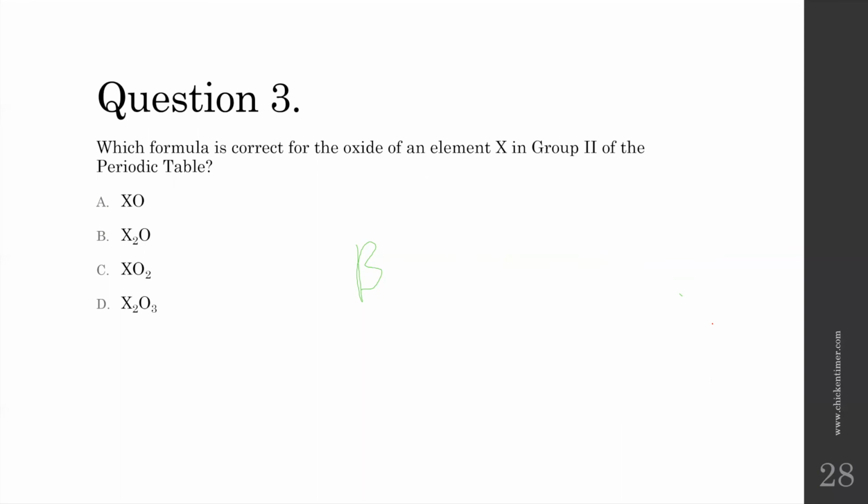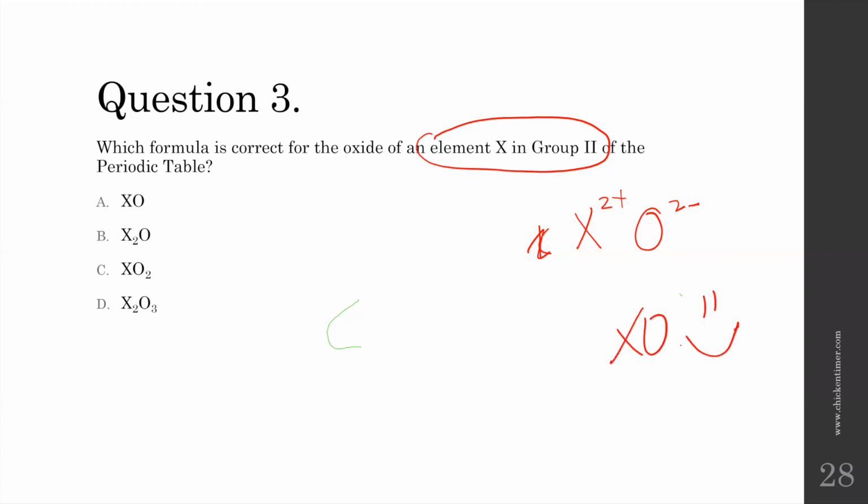Which formula is correct for the oxide of an element in group 2 of the periodic table? Apply whatever you told me just now. Element in group 2. What valency does it have? Valency of 2. So okay, X is 2 plus. They have oxygen, 2 minus. Then XO, because they can cancel.